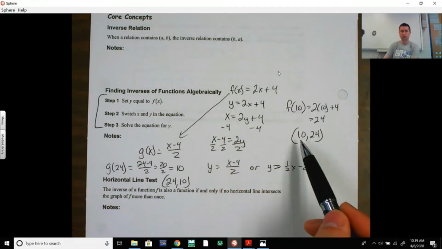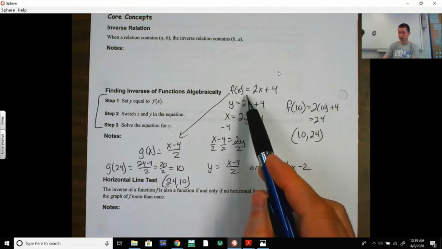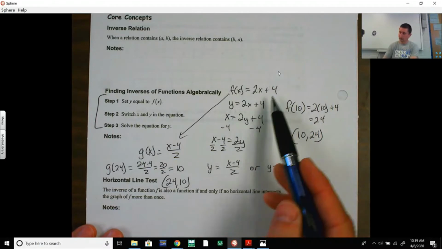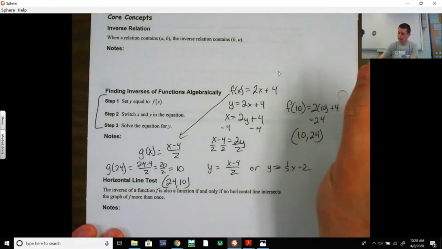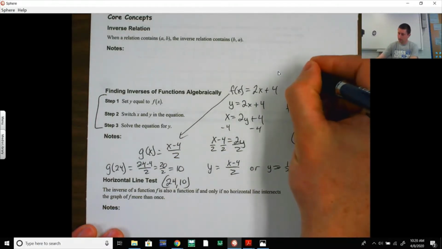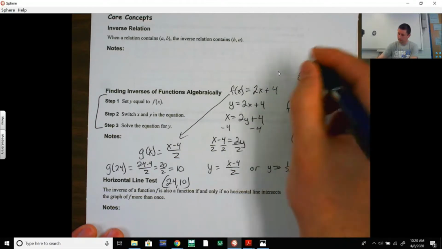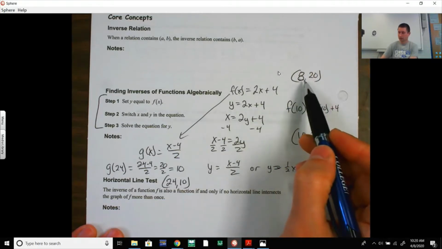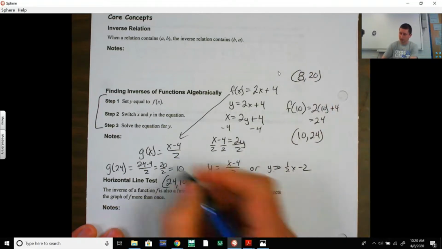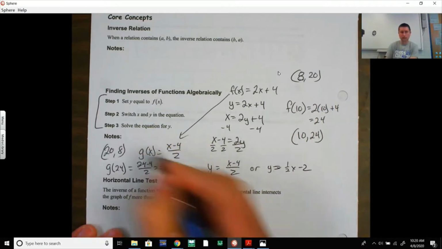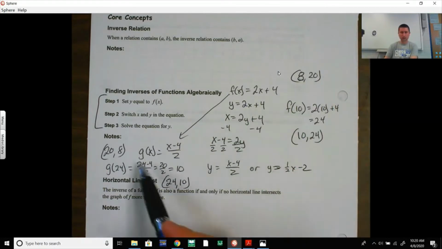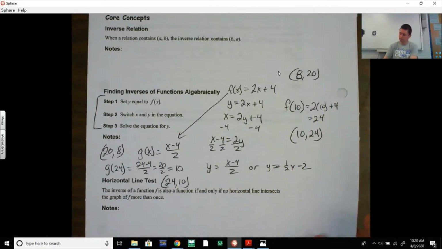You notice (10, 24) is part of this graph. (24, 10) will be part of the inverse graph. You can take any point that's on here. Let's say 3, let's not use 3, let's use 8. (8, 20) is a point that's on this graph. If (8, 20) is on this graph, the inverse has to have the point (20, 8). So the x's and the y's switch. Remember how we switched the x's and the y's? That happens on these points. This happens on the graph as well.